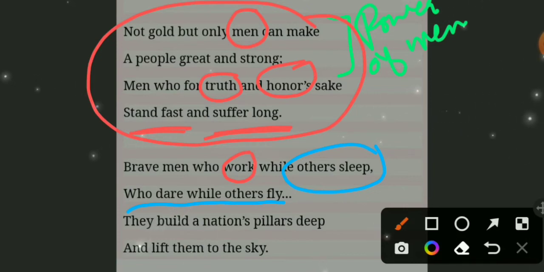They take down these pillars deep into the earth. They make the foundation strong, they make the shafts strong, they make the pillars strong and lift them to the sky. And this is the job of those brave men who take the truth and honor of any country to the sky.